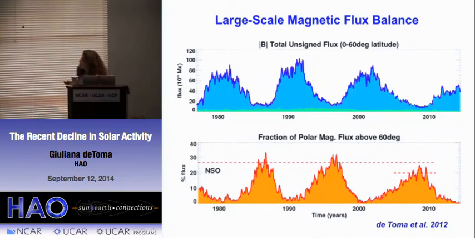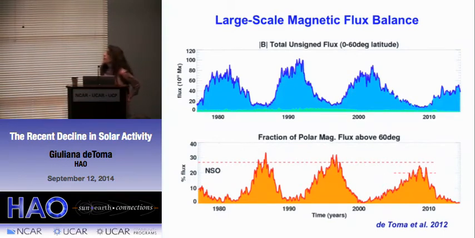And in blue, I'm showing, these are data from Kitt Peak again. I'm showing the total unsigned flux from 0 to 60 degrees, and this little green line here is the flux that is between 60 and 90 degrees. And if you make a ratio of these two, this is what it looks like. So at solar minimum, you find that a significant fraction of the magnetic flux in the sun is actually at high latitude. This can be quite important. And you see that cycles 21 and 22 were about the same level, but it's a much smaller ratio here in cycle 23.